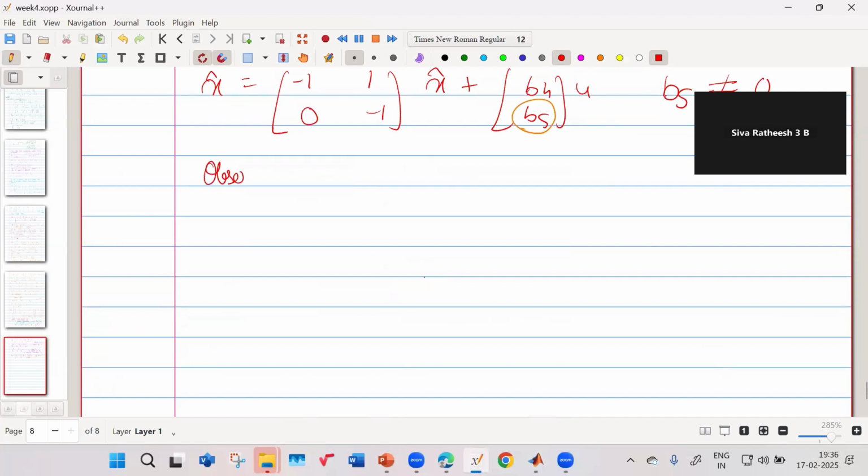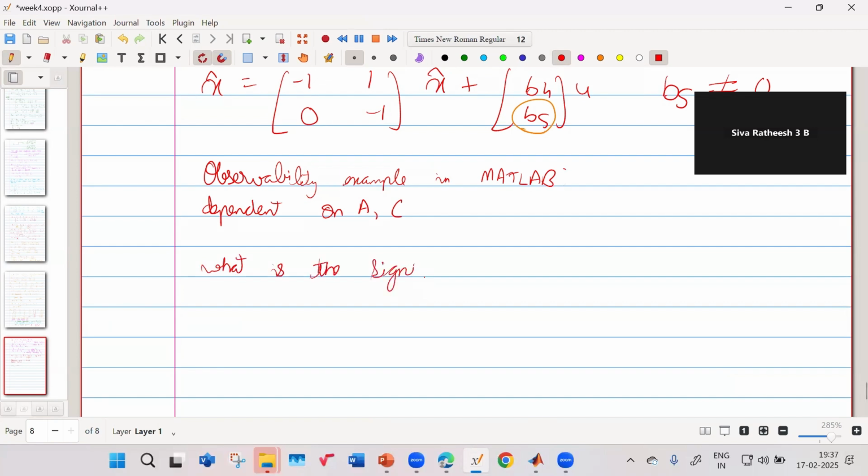So we saw the observability example. So this observability is only dependent on the A matrix and the C matrix, right? If I change them, observability can change. So what is the C matrix? What is the significance of the C matrix?